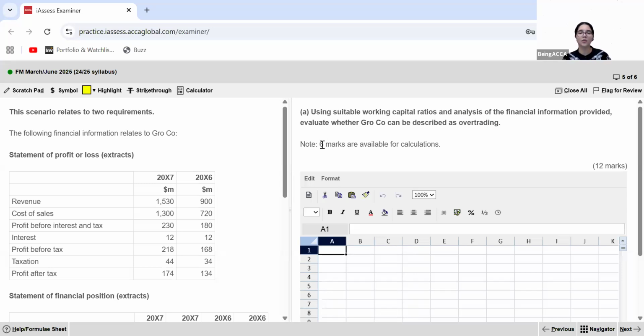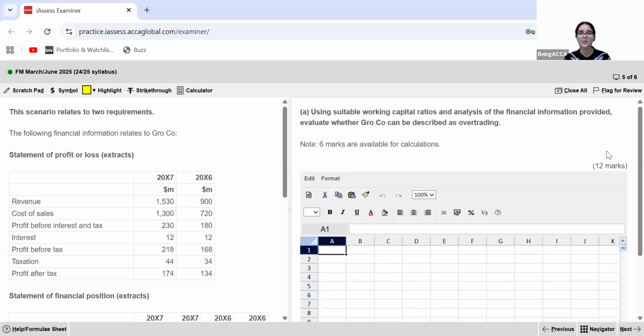And they have given me a note that a maximum of 6 marks can be obtained with calculations. If you want to get the remaining 6 marks out of the 12, you have to do an analysis, you have to do the interpretation of the ratios that you calculate. So we are not going to spend a lot of time trying to give as many ratios as possible because I know at the end of the day, no matter if I calculate 100 ratios, marks are only 6. So I'm going to split my time accordingly. I will take half of the time in calculations and half of the time in the analysis.